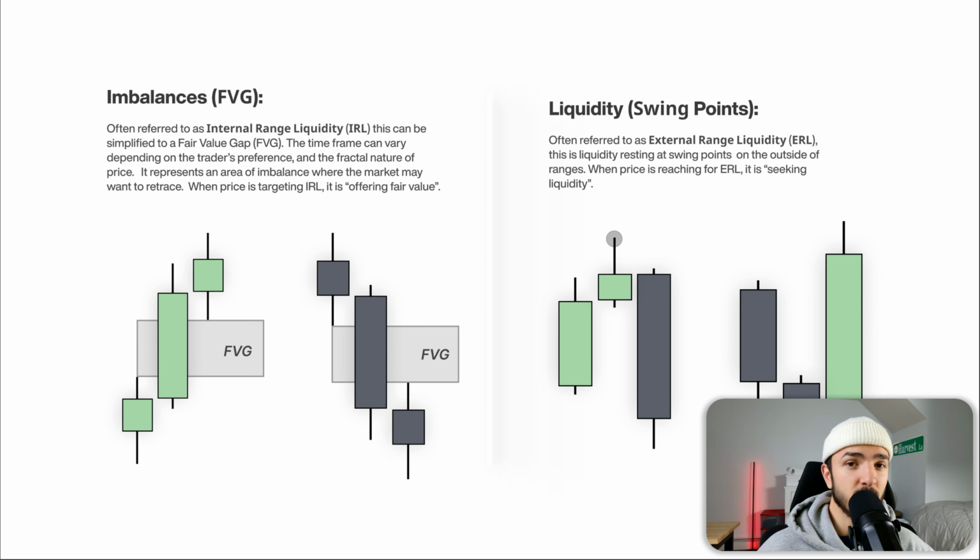So imbalances or fair value gaps are often referred to as internal range liquidity or IRL. Internal range liquidity is essentially an area of imbalance that price may want to retrace to. So when price is seeking IRL, it's offering fair value.